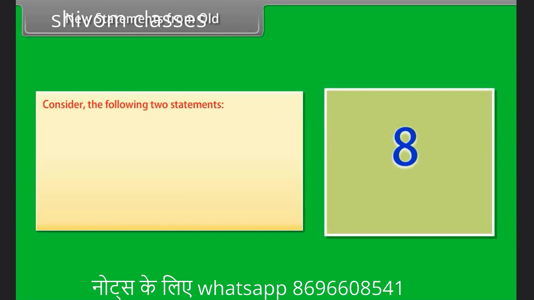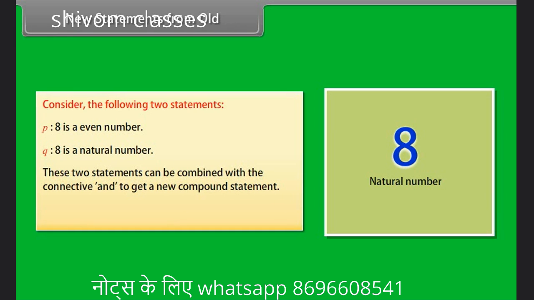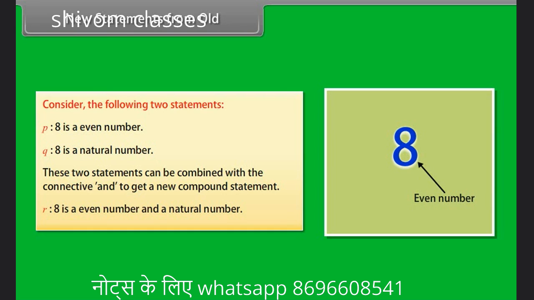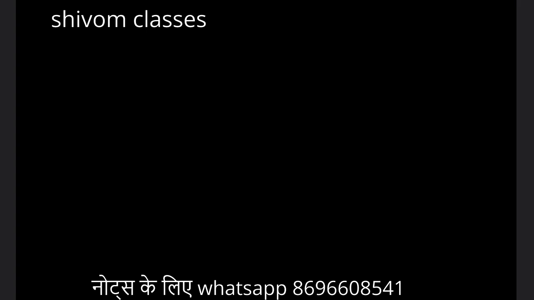Consider the following two statements. P is a statement that 8 is an even number. Q is a statement that 8 is a natural number. These two statements can be combined with the connective and to get a new compound statement. R is a statement that 8 is an even number and a natural number.